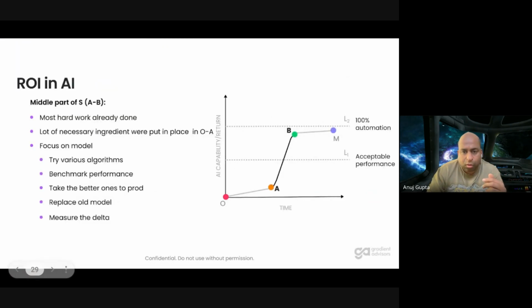So now what we're gonna look at is A to B and B to M. What changes and how the entire dev process has to change accordingly.